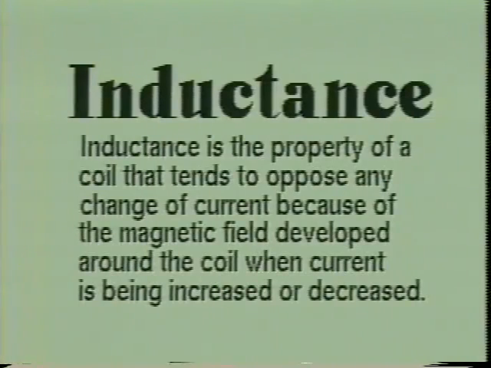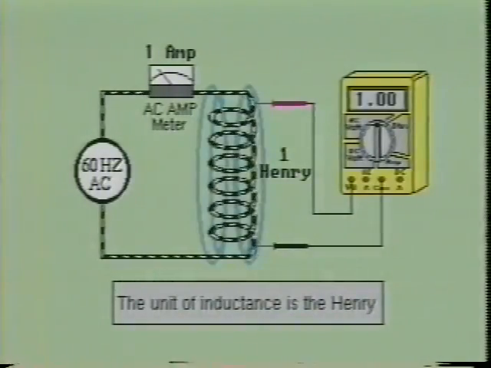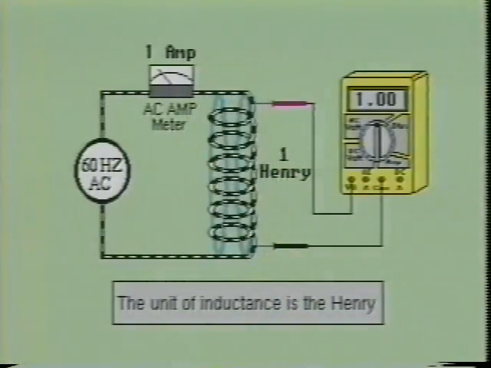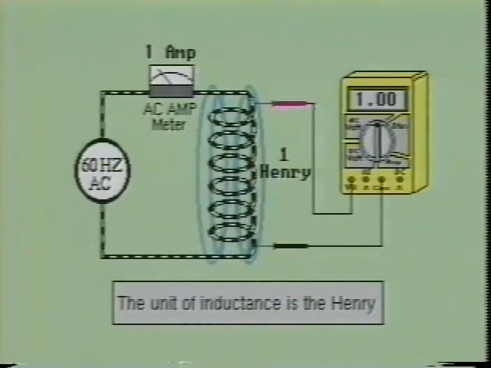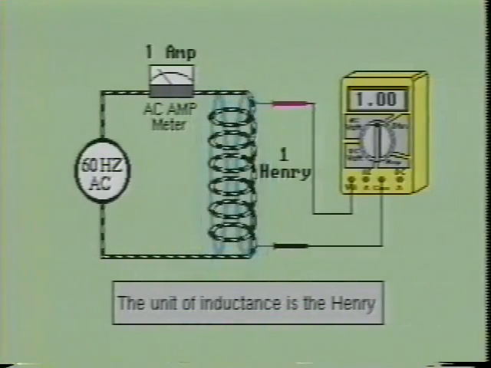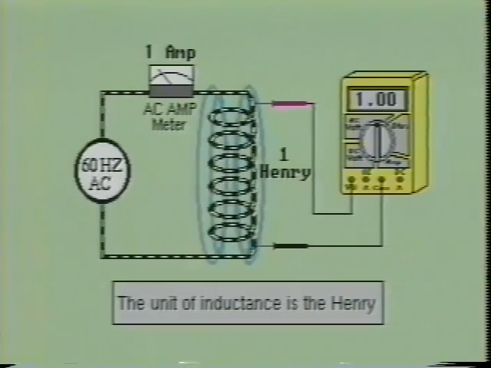As you have learned, inductance is a property of a coil which opposes any change in current. The unit of measurement of inductance is the Henry. 1 Henry is defined as the amount of inductance required to produce a counter-EMF of 1 volt when an average current change of 1 ampere per second is occurring in the circuit.